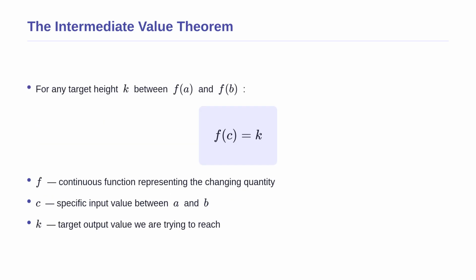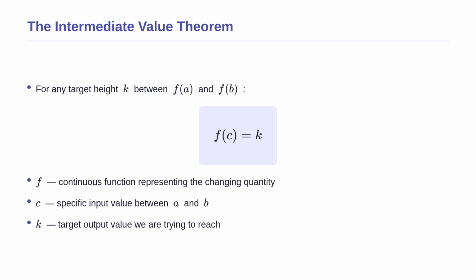This brings us to the formal statement of the theorem. If you pick any target height, which we call k, that lies strictly between your starting height and your ending height, the theorem guarantees a specific result. It states that there is at least one specific input value, let us call it c, where the function hits that exact target height k.